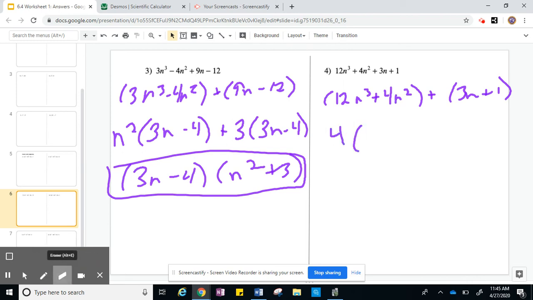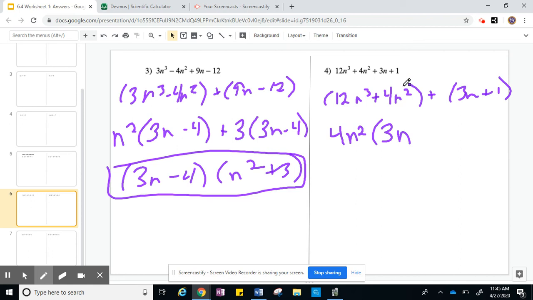So we take out a 4. Then we have an n cubed and an n squared, which means I can factor out an n squared of both of those. So if we factored out a 4 from this 12, we're left with a 3. We factored out an n squared from this n cubed, so we're left with an n.